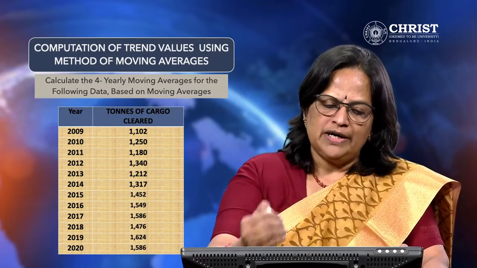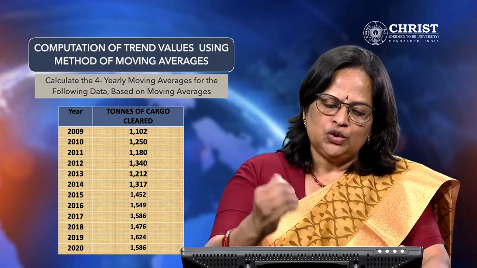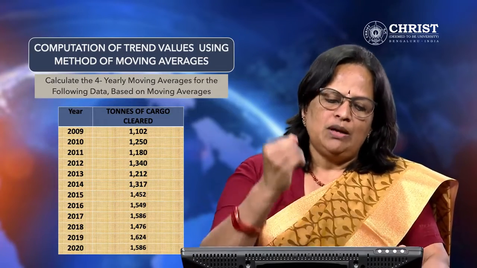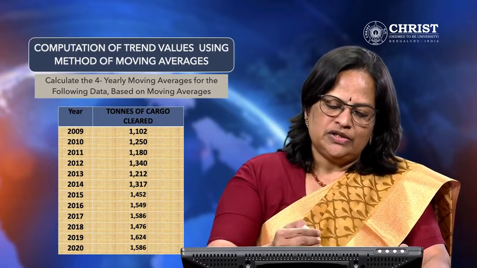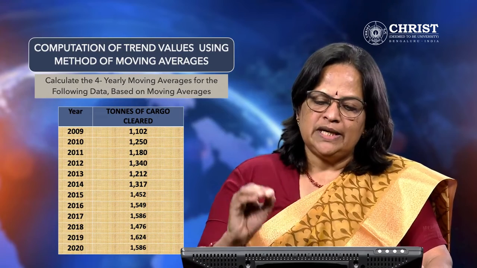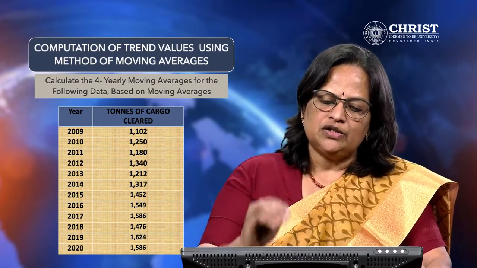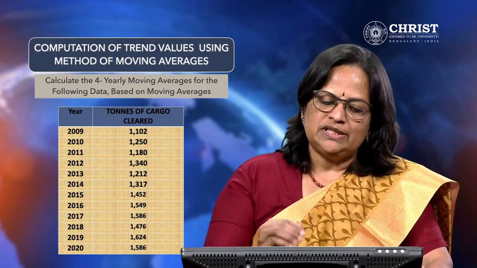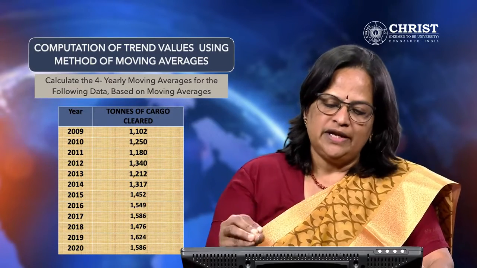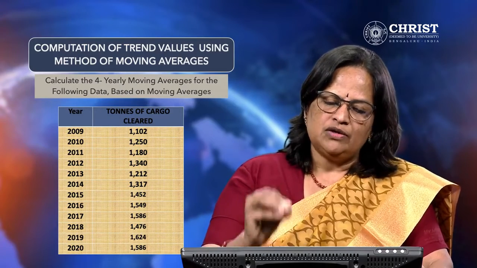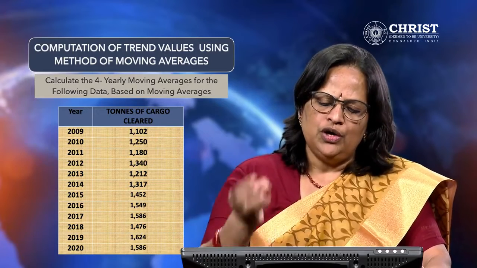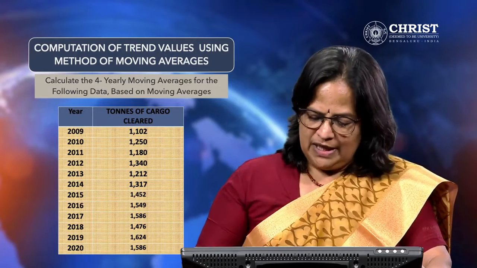2009 is 1102, 2010 1250, 2011 1180, 2012 1340, 2013 1212. Now 2014 1317, 2015 1452, 2016 1549, 2017 1586, 2018 1476, 2019 1624, 2020 1586.